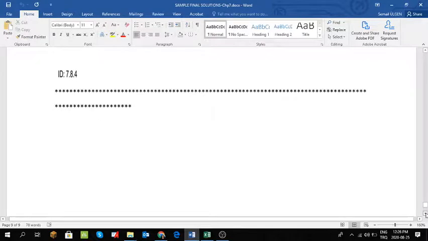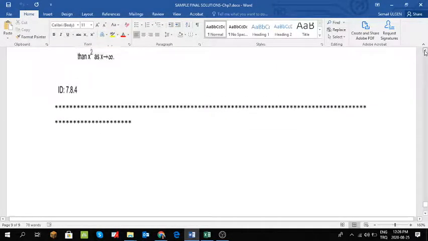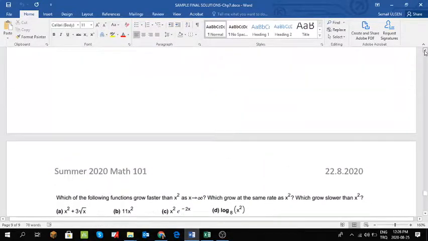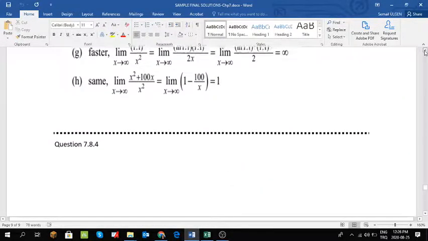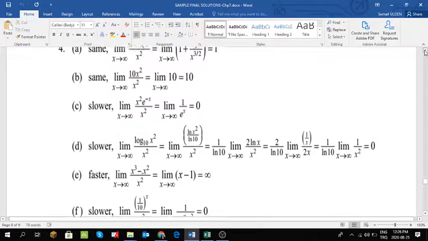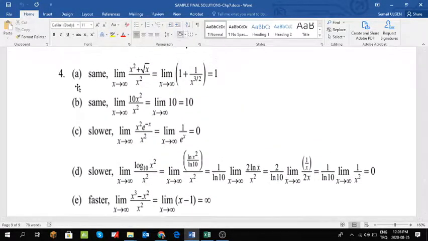Okay, that's the end of chapter 7. Let me see whether you could do, yeah, this is actually, you don't know which functions they are comparing, but here's how you should look at it.